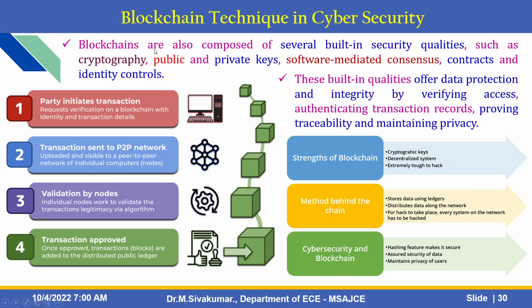Then the important thing is the inbuilt cyber security and the blockchain hashing feature make it secure, assuring security of data and maintaining the privacy of users. Here blockchains are also composed of several built-in security qualities such as cryptography, public and private keys, software mediated consensus, contracts and identity controls. These built-in qualities offer data protection and integrity by verifying access, authentication, transaction records, proving traceability, and maintaining privacy.